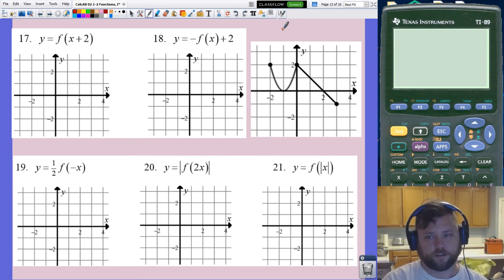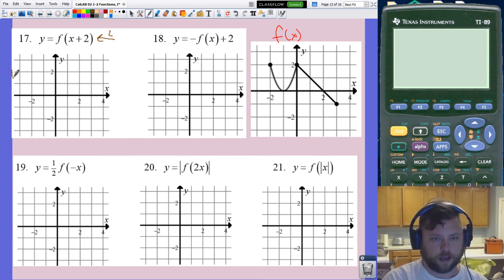This is the function f of x right here. And you might not have done something like this before, but what does each of these translations do to this function? So when I say f of x plus 2, this is going to move it to the left 2 units. So I got this parabola and then a line going down. So it moves to the left, it's going to do a parabola and a line going down. That's what it's going to look like.